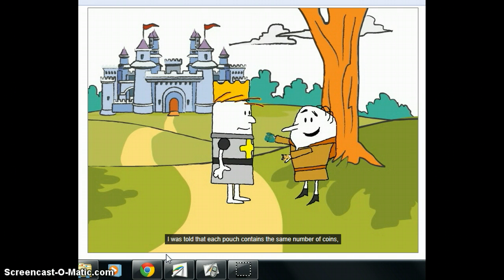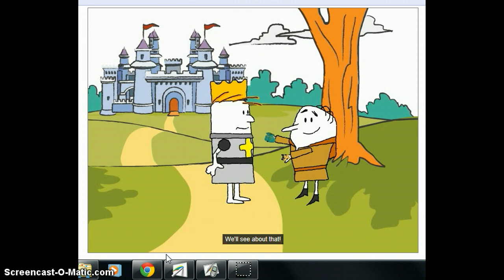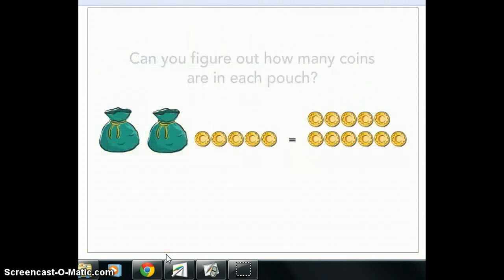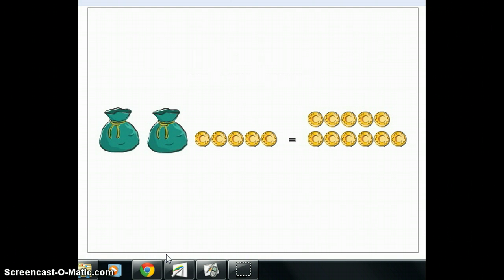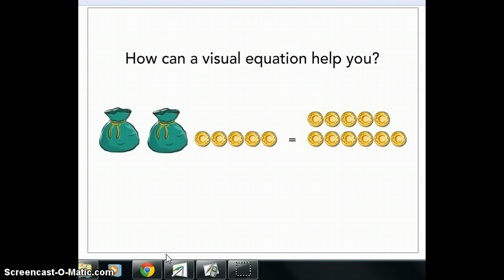I was told that each pouch contains the same number of coins, and I was assured that all 11 coins are there. We'll see about that. Can you figure out how many coins are in each pouch? How can a visual equation help you?